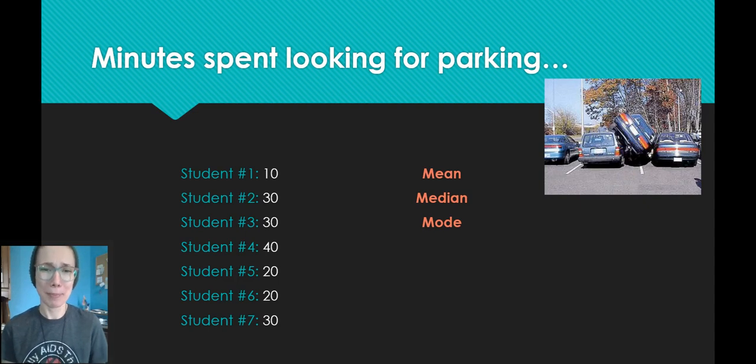We are using minutes spent looking for parking as a very relevant example for a lot of us who are trying to attend college and struggling to find parking. So I asked 7 students, how long did it take you to find parking today? Hypothetically, in reality, I made this up. One student took 10 minutes, several took 30 minutes, 20 minutes, and one poor student, student number 4, had to look for parking for 40 minutes before finding a spot.